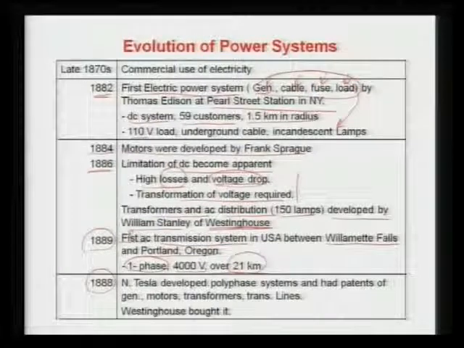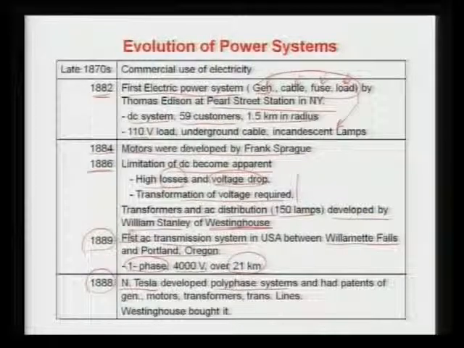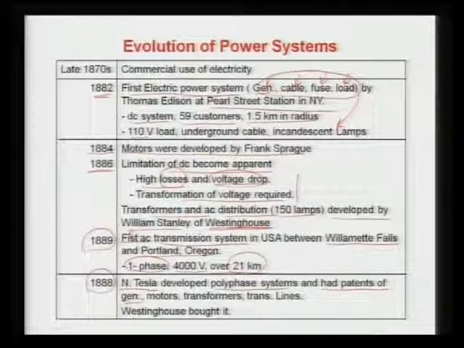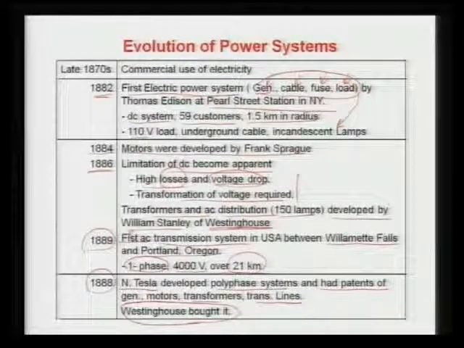Before that, Nikola Tesla developed many polyphase AC systems. Basically, he had the patents for AC generators, motors, transformers, transmission lines, etc., and all these patents were purchased by Westinghouse. So, Westinghouse started developing the AC power system, and Thomas Alva Edison always championed the DC system.